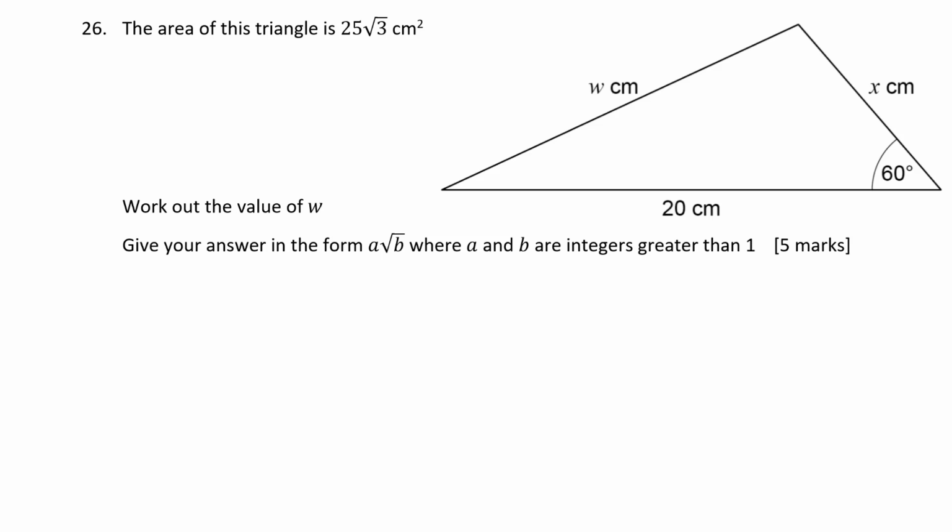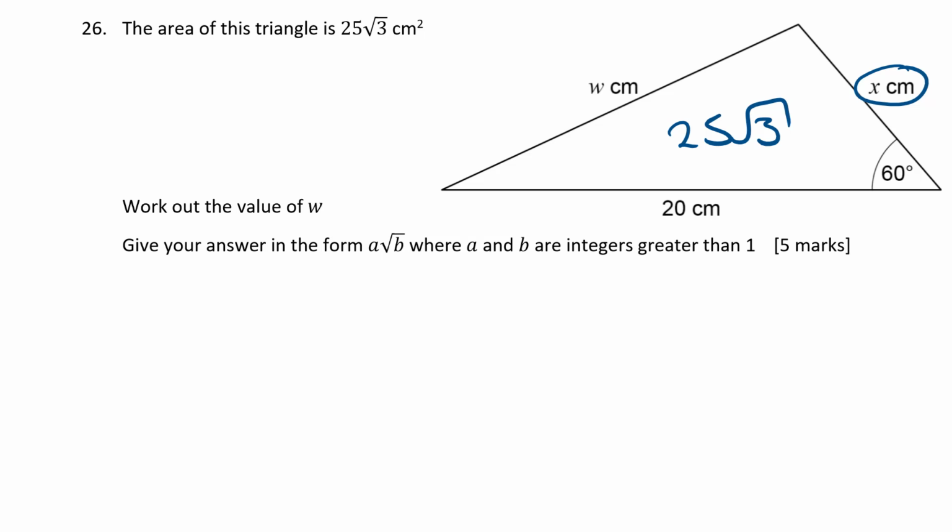So the area of this triangle is 25 root 3. So we know that the area of this is 25 root 3 centimeters squared. Okay. Now, we're going to be using trigonometry here, and we're going to be using it twice. Firstly, so I can find my value of x, and then once I've found x I can go on to find the value of w using the cosine rule. But we're going to find the value of x first using the equation for the area of a triangle that is trigonometric.